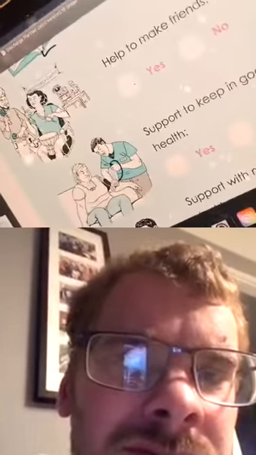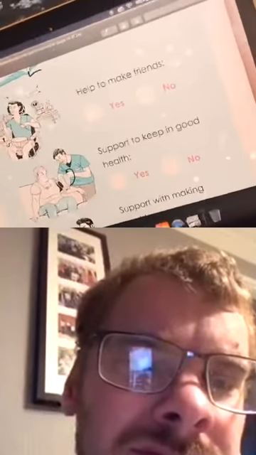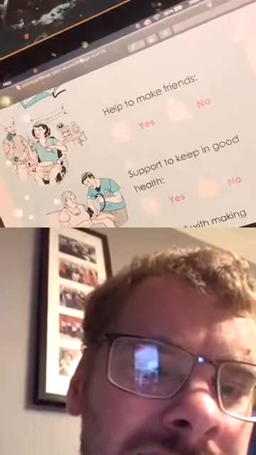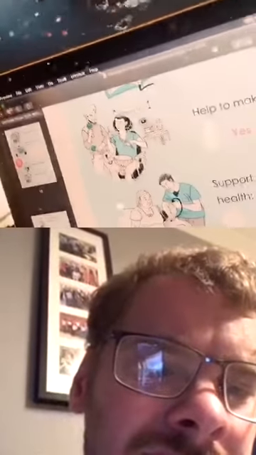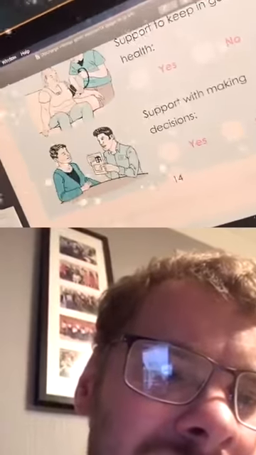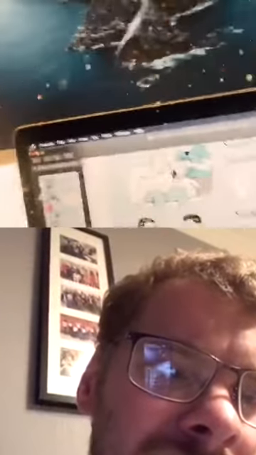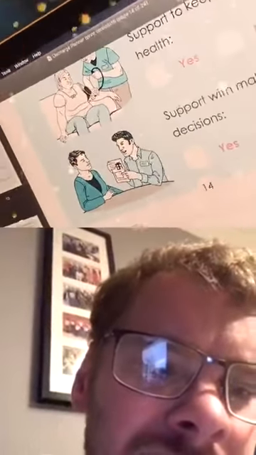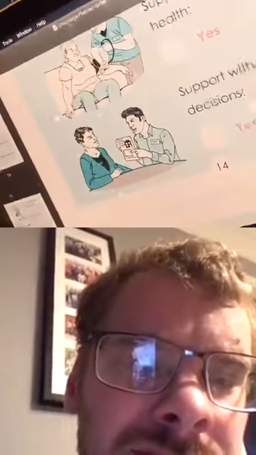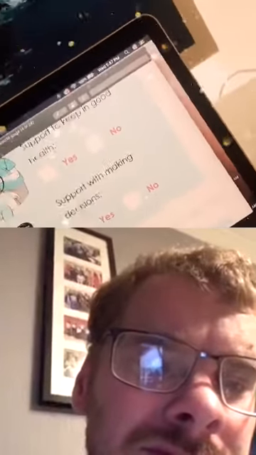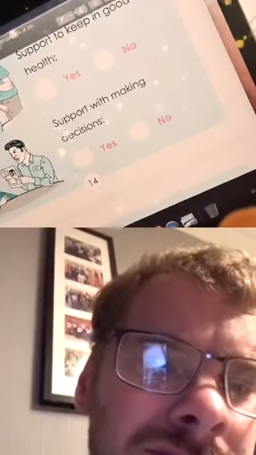Health support. I would assume that means meditation and stuff like that, so put yes if you need that. And then support with making decisions. This is really important, because if you need somebody to help you make decisions, you want to make sure that you put that down.